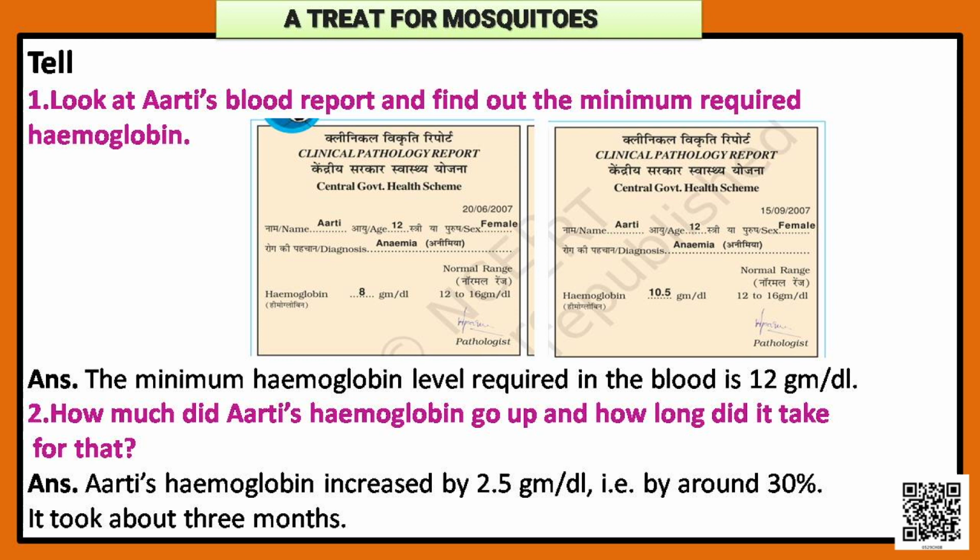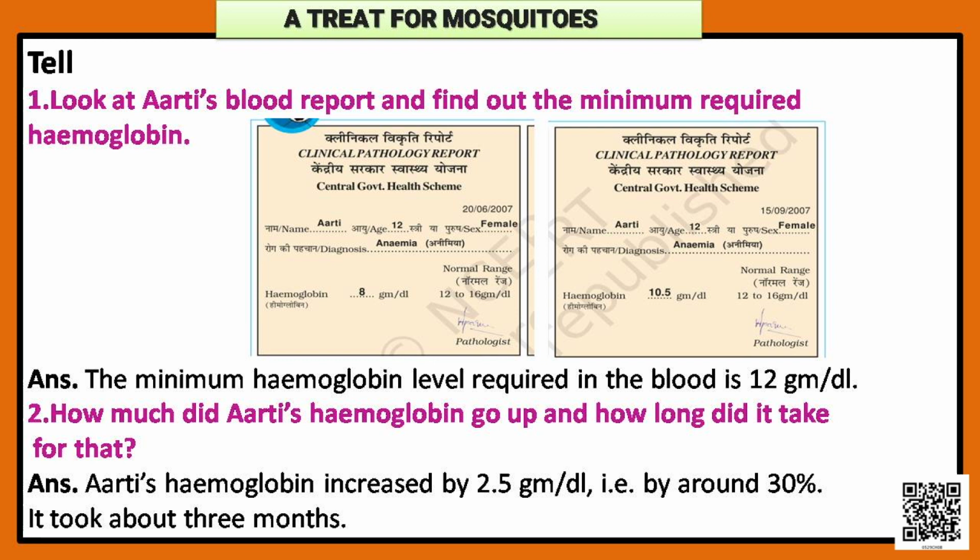So, here is the question for you students. Look at Aarti's blood report and find out the minimum required hemoglobin. Yes, you could observe it very carefully in the blood report given to you. The minimum hemoglobin level required in the blood is 12 gram per deciliter. I repeat the answer. The minimum hemoglobin level required in the blood is 12 gram per deciliter.